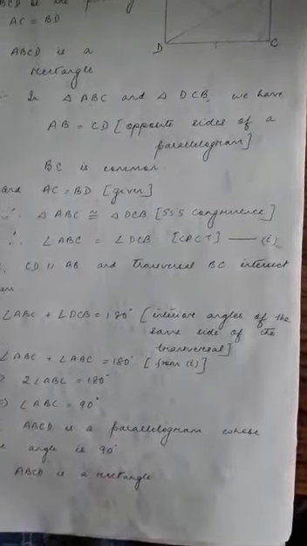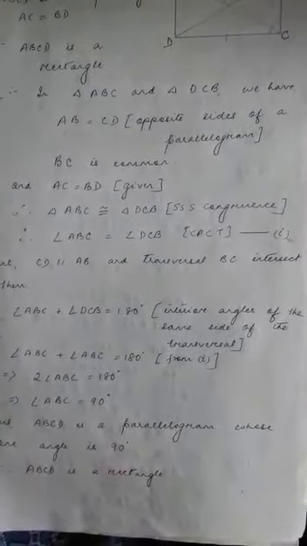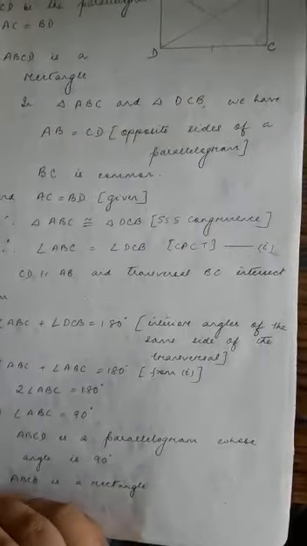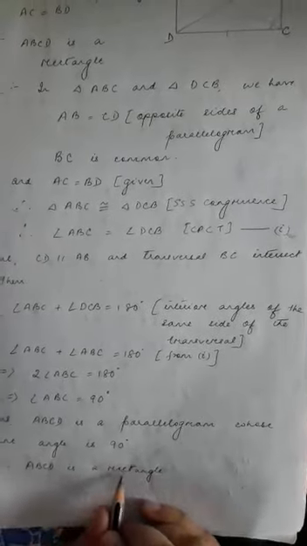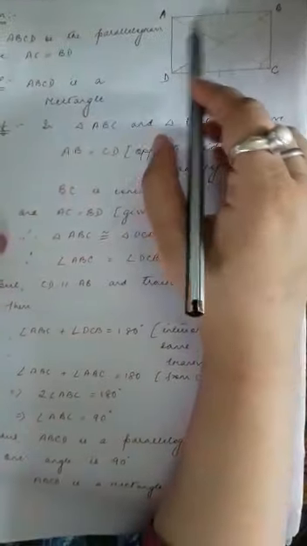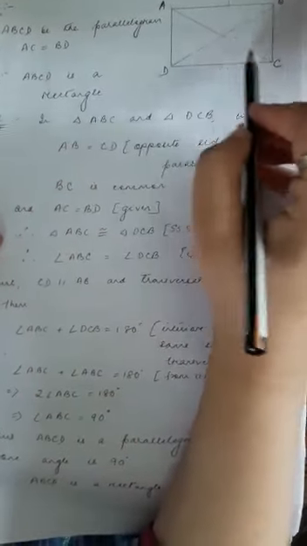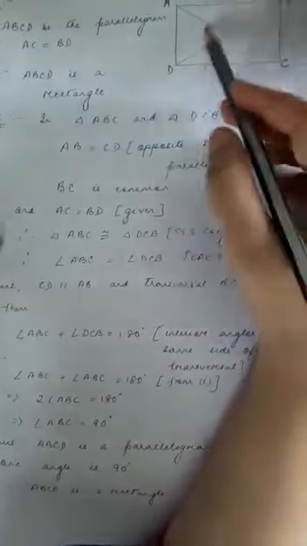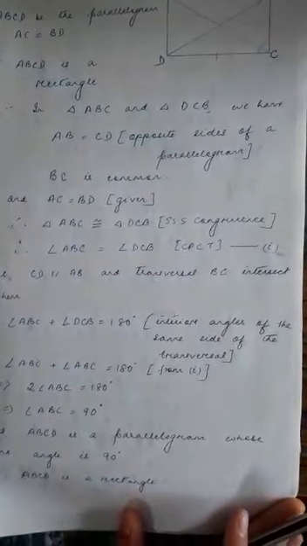So in this parallelogram, one angle is 90 degrees. If this criterion is fulfilled, then we can say that it is a rectangle. So ABCD is a rectangle. From the parallelogram ABCD with AC equal to BD, we can say that ABCD is a rectangle. Right? Okay, now let's go to the third sum.